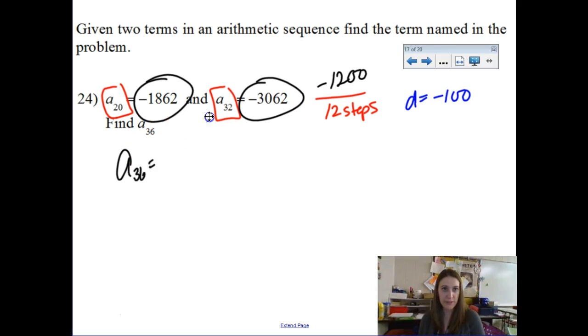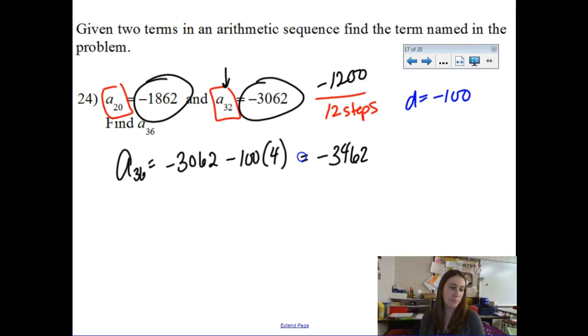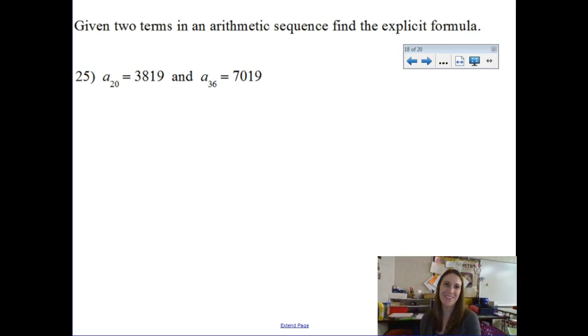And then they want the 36th term. So pick your poison here, guys. You can start wherever you want, but let's say we started right here with the 32nd term, which is negative 3062. Well, I still need to move 4 more steps. So I'm going to take away 100 4 times more. So what? That's negative 3462. Nailed it. Alright. I like those. I think those are fun.